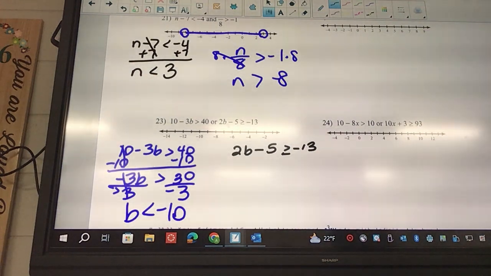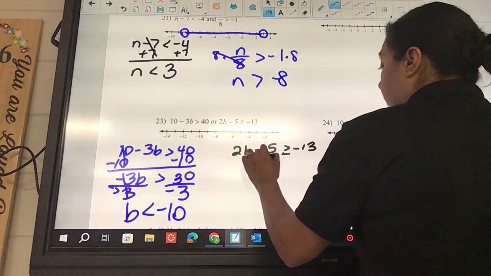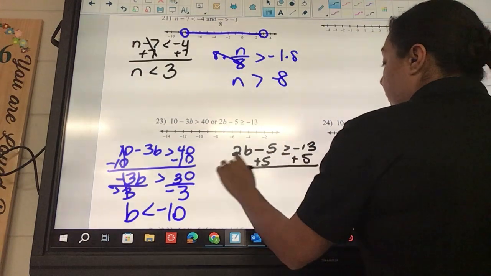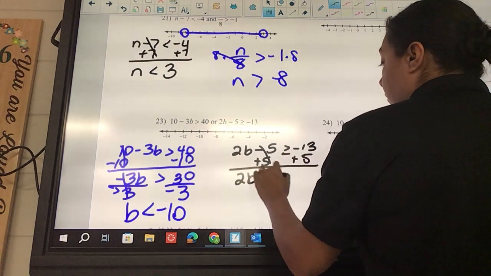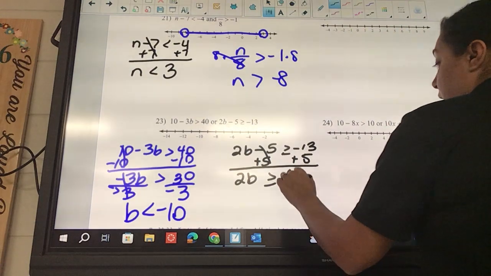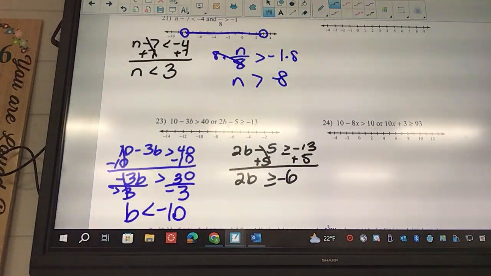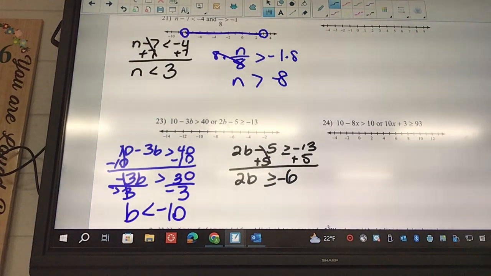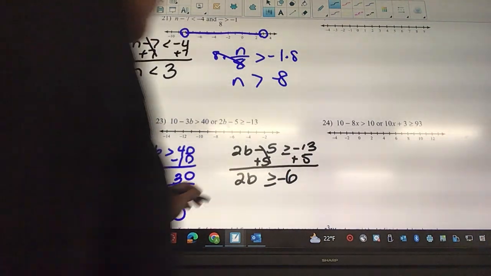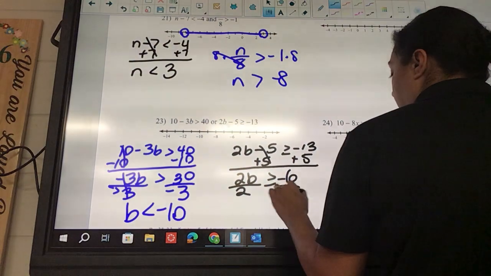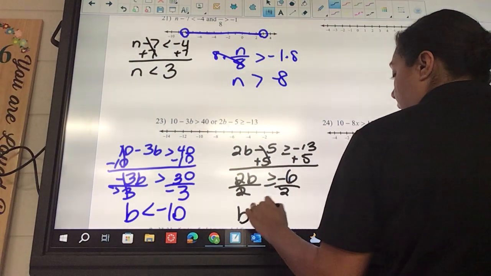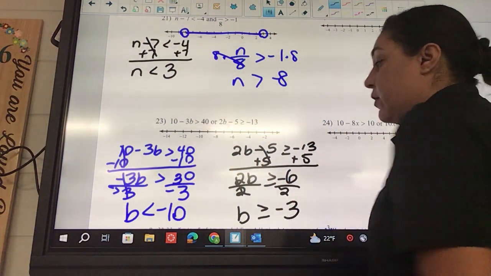Okay, we're going to add 5 on both sides. And it's going to give me a negative 6. And then we're going to divide by 2. Okay, and we don't need to flip because the 2's not negative.